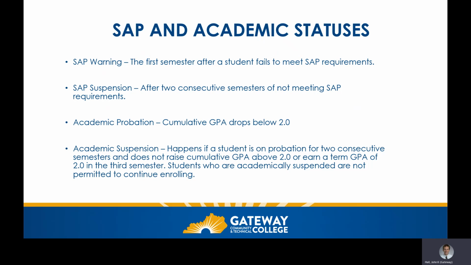Academic suspension happens if a student is on probation for 2 consecutive semesters and does not raise their cumulative GPA above a 2.0 or earn a term GPA, which is the GPA for that particular semester, above a 2.0 in their 3rd semester after being on probation for 2 consecutive semesters. Students that are academically suspended can no longer enroll in classes and must sit out at least a year and then apply for reinstatement. So we just wanted to explain the different academic statuses there to prevent some confusion.